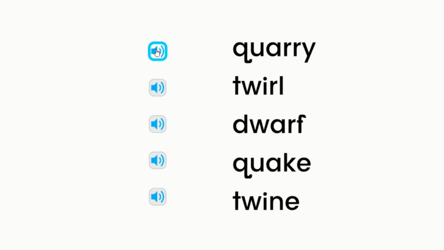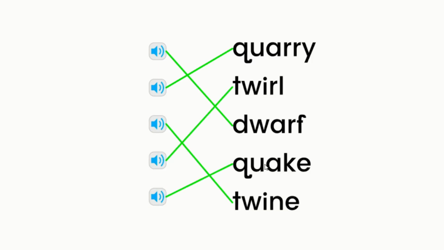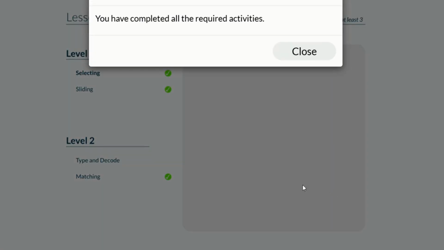Dwarf. You did it. Quarry. Correct. Twine. Nice. Twirl. That's right. Quake. Good. You have completed all the required activities.